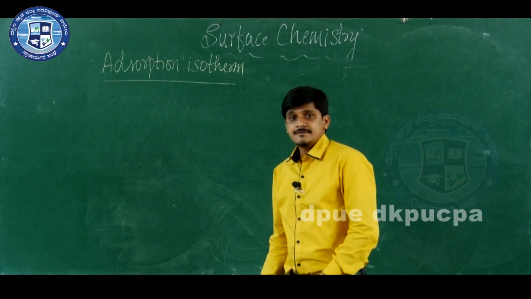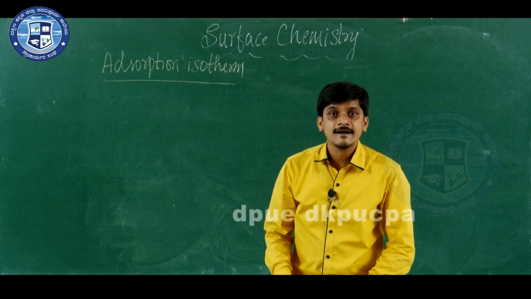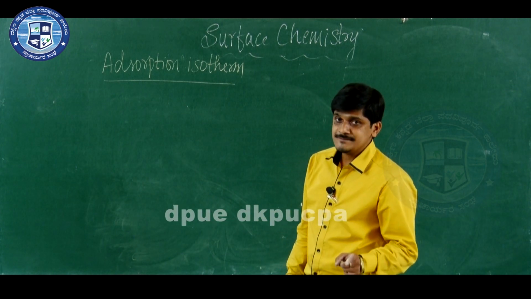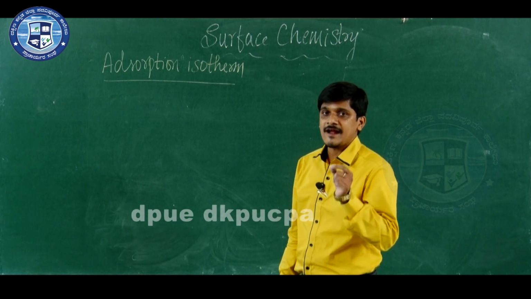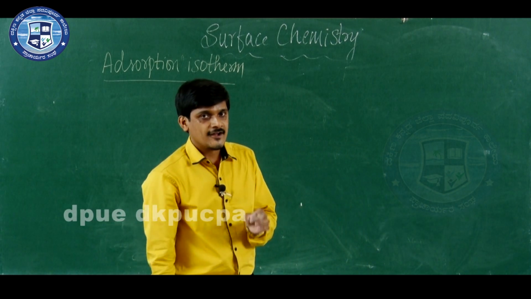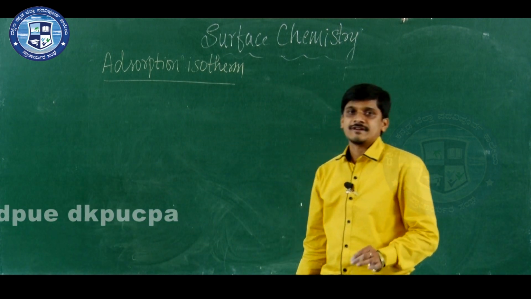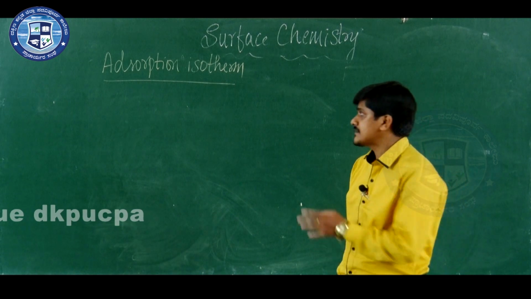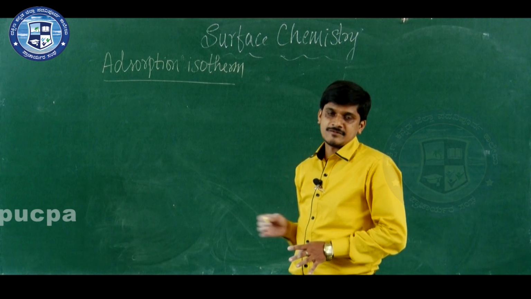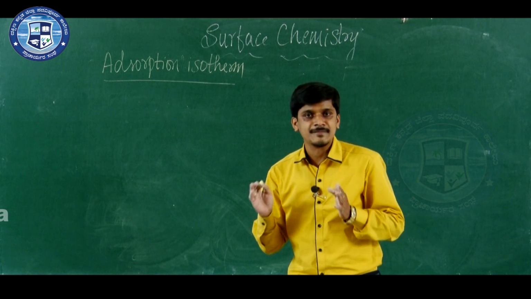In first PUC, all of you have studied isotherms, isobars and isochores. So what is isotherm? Isotherm is the graph plotted at constant temperature. Similarly, isobar means graph plotted at constant pressure, isochore means graph plotted at constant volume. So what we need now is isotherm, that means here graphs are plotted at constant temperature.